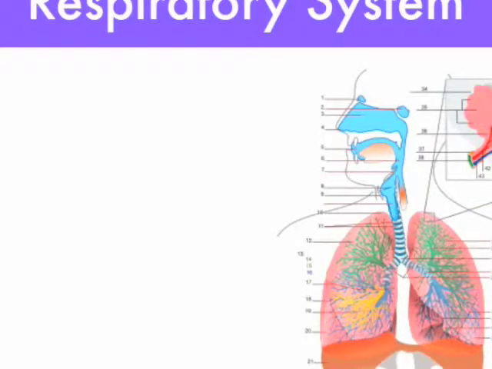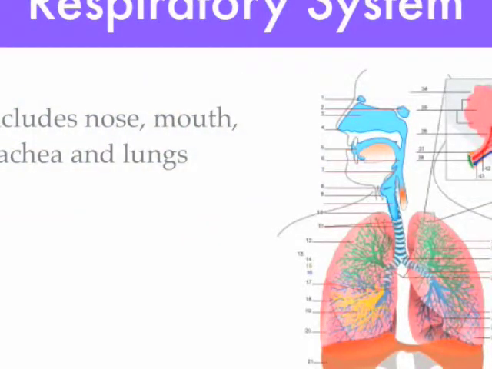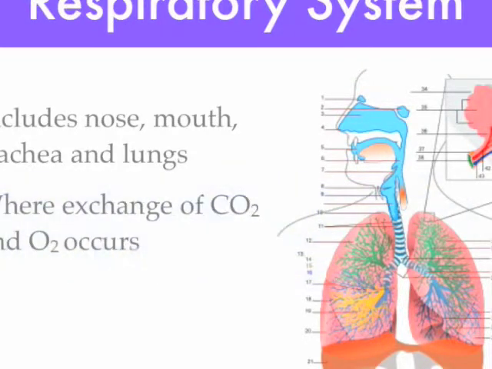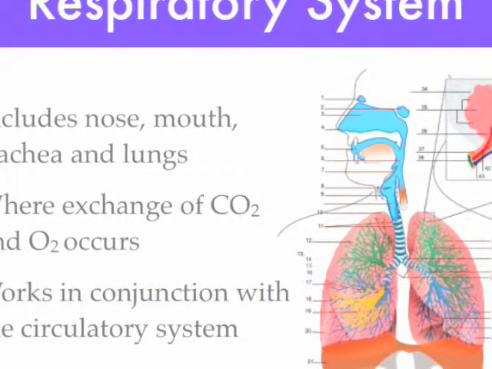The respiratory system includes your nose, mouth, trachea, and lungs. This is where the exchange of carbon dioxide and oxygen occurs. It works in conjunction with the circulatory system. The circulatory system gets the oxygen from your lungs and takes it to your cells and returns the CO2 to your lungs from the cells after cellular respiration occurs.